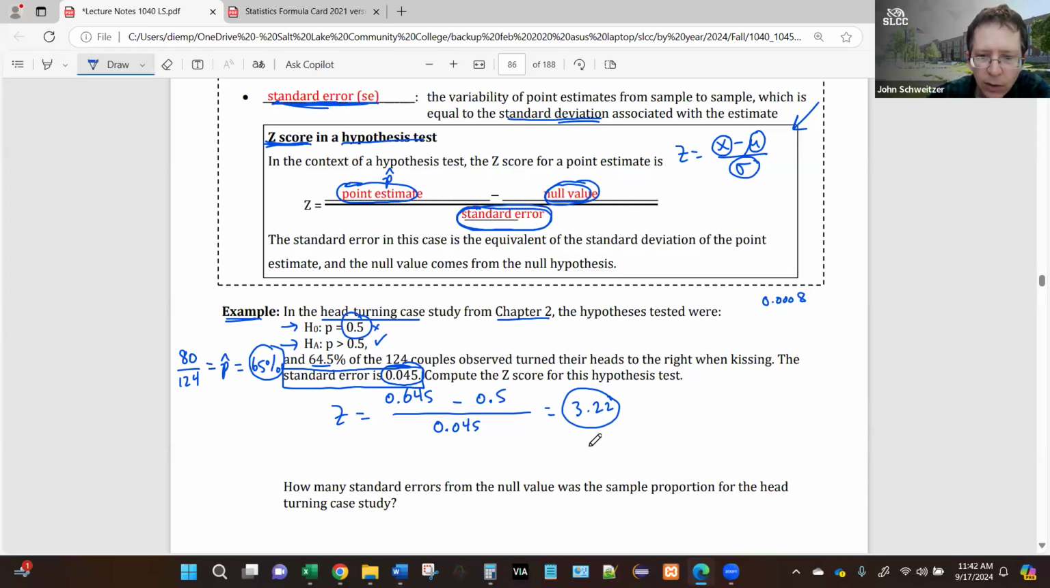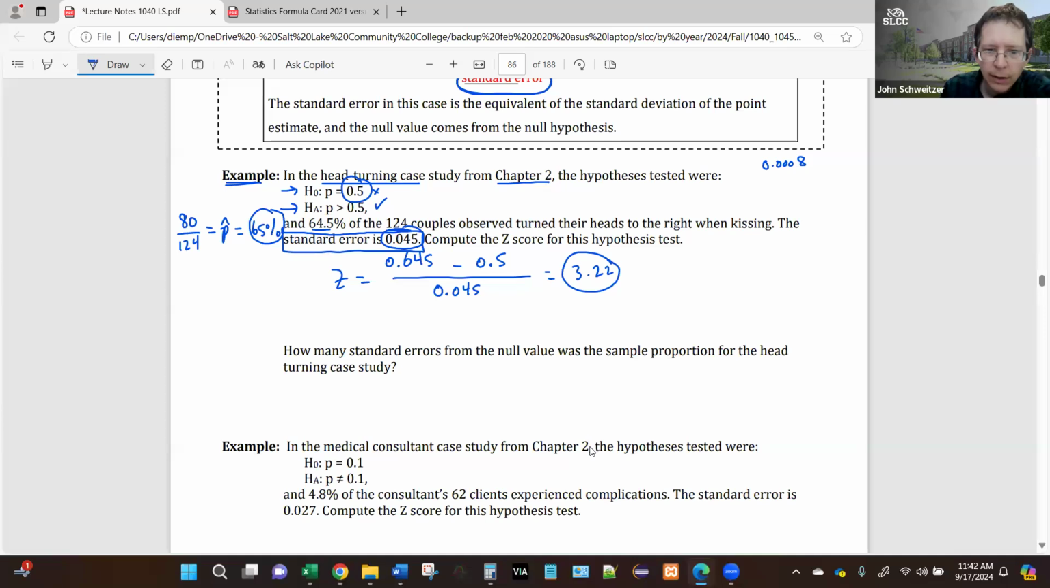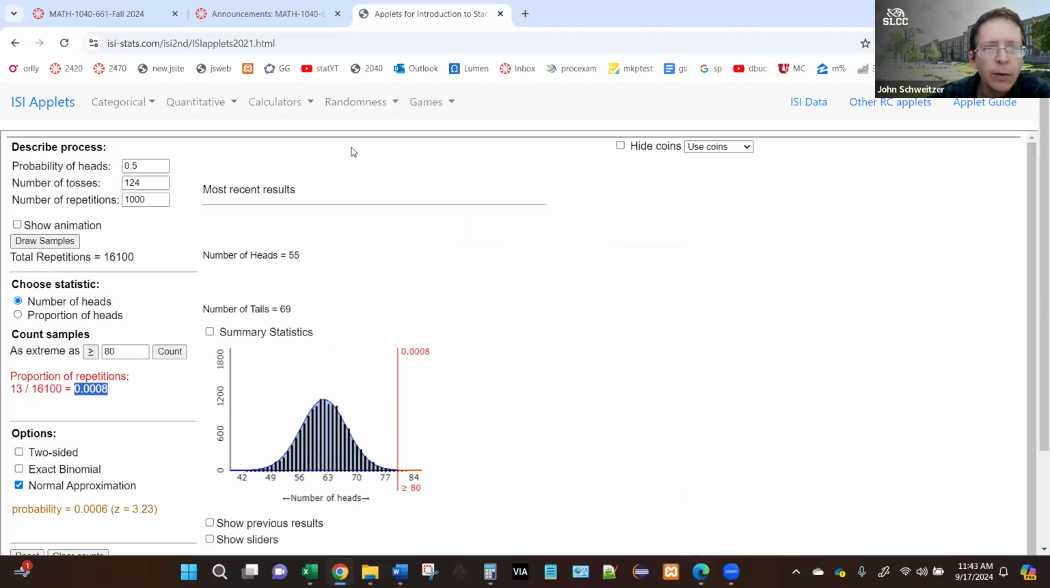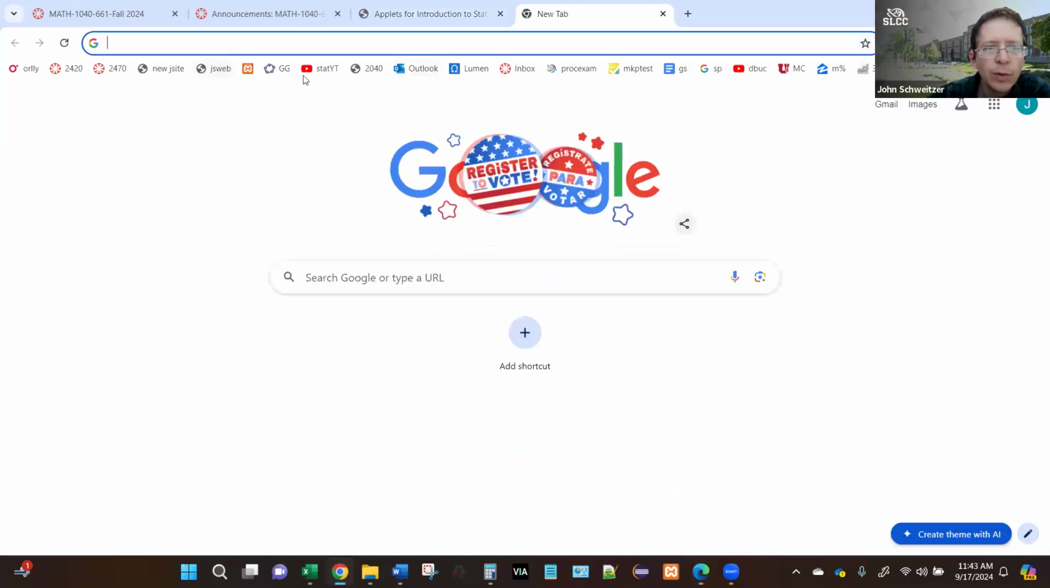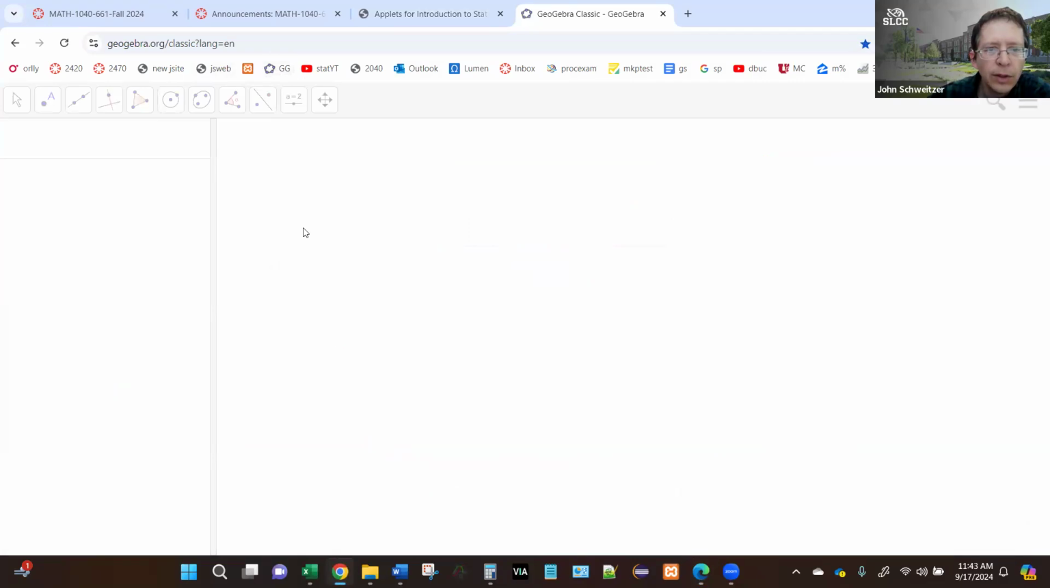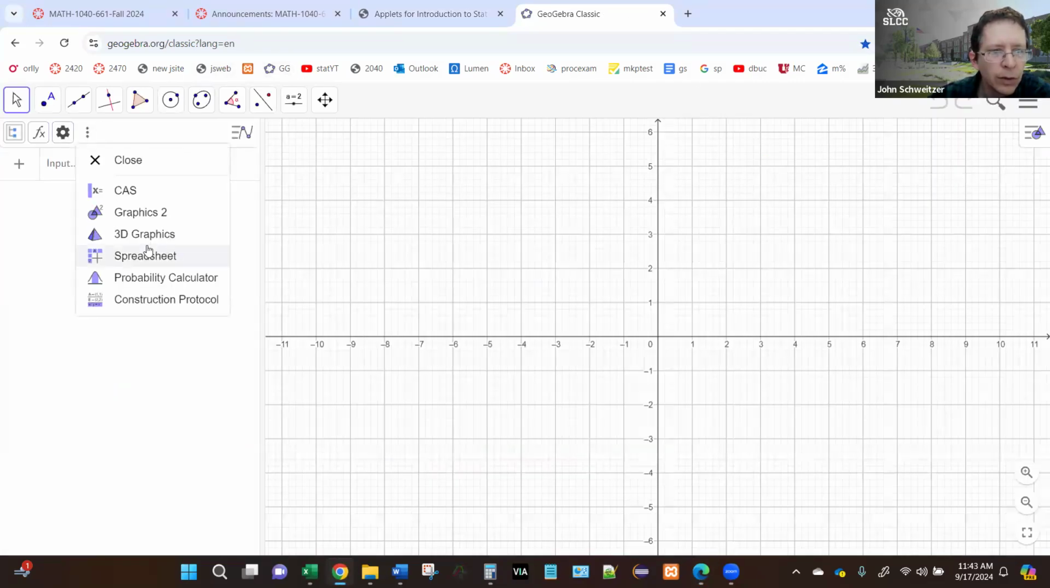So we can take that z-score and use it to find a p-value. Okay, so it's 3.22 standard deviations. In the context of hypothesis testing, we call those standard errors from the null value of 0.5. So if we jump into GeoGebra here, we can find the p-value. It's not asking us to do this in the lecture notes, but I just want to kind of complete the circle here a little bit.